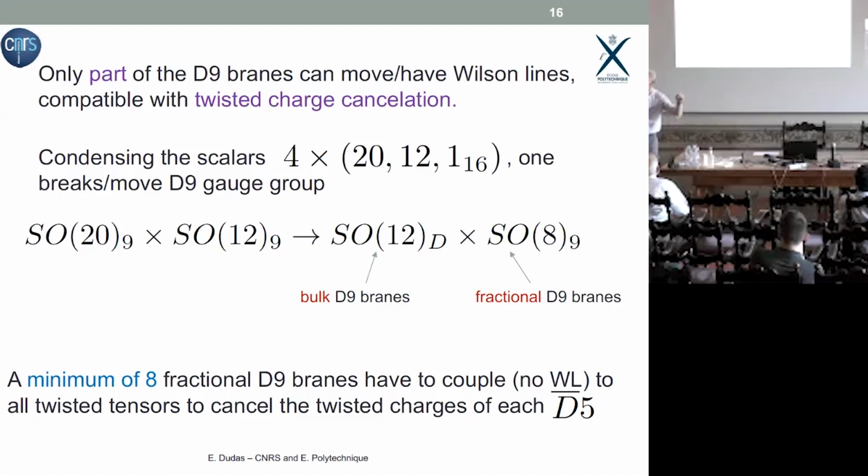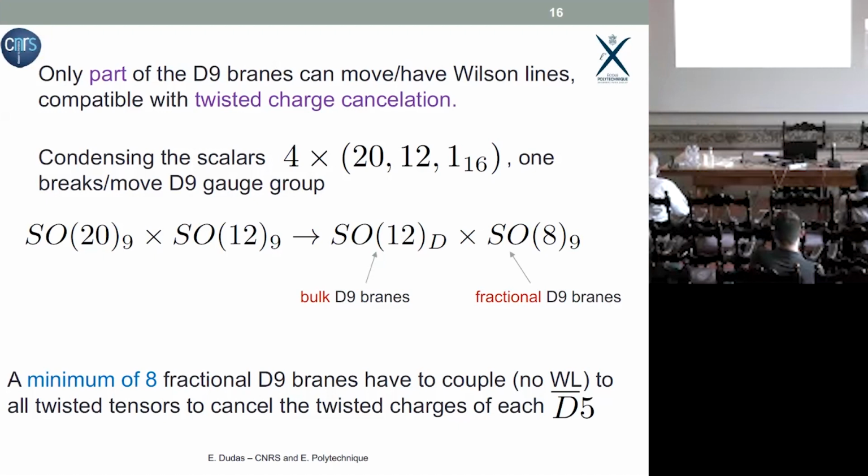There are 20 D9 branes with positive charge, 12 of opposite charge. You can move 12 of them, 12 and 12 in the bulk. This you can do. But 8 of them have to stay there to cancel the charge of the anti-5 branes. That's all we can do. So what's the advantage, in quotation marks?